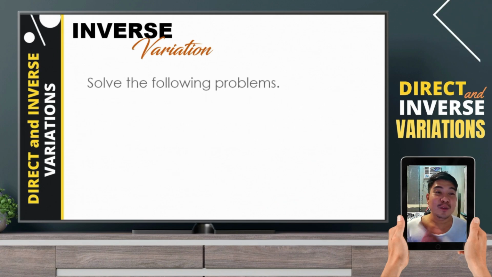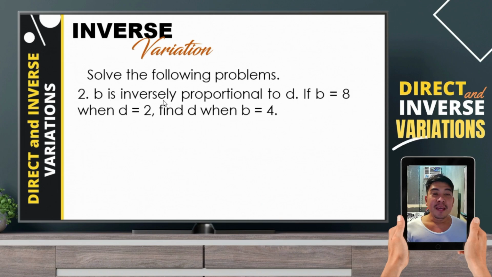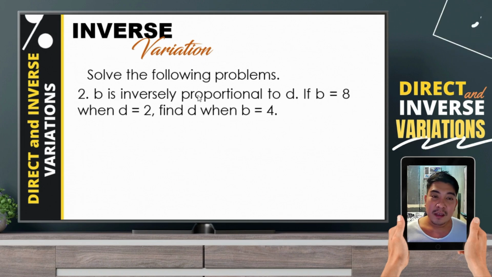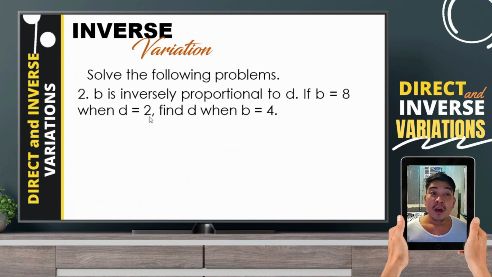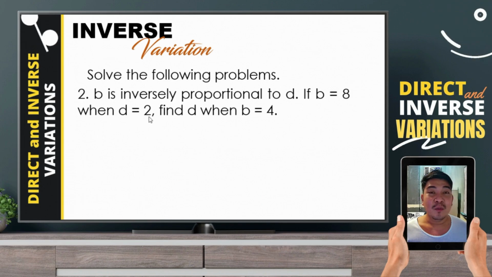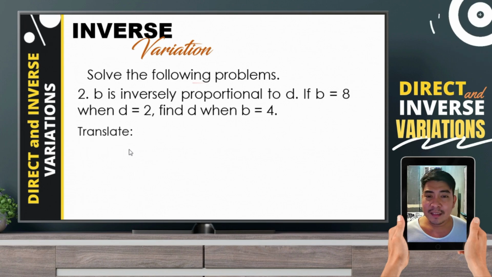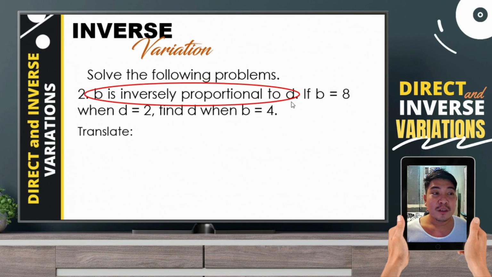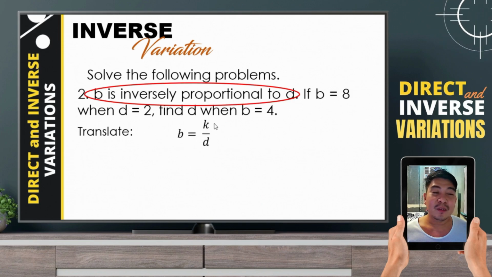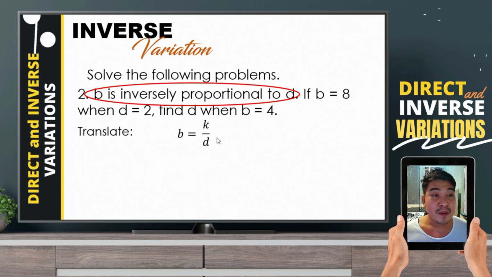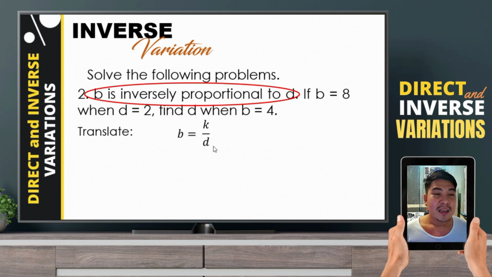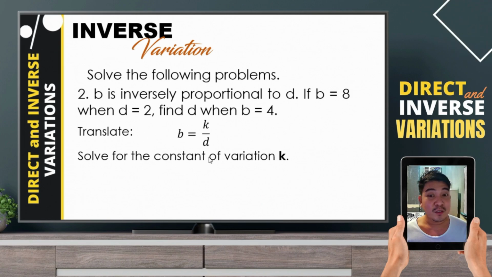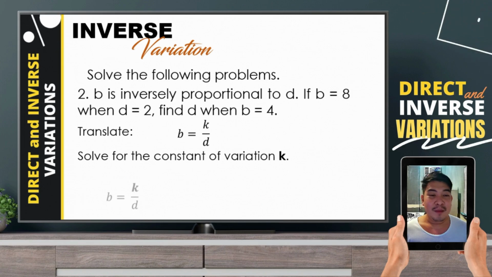So next, let us go to the second example. b is inversely proportional to d. If b is equal to 8, when d is equal to 2, find d when b is equal to 4. So translate. Translate the variation statement b is inversely proportional to d. So that will be b is equal to k over d. Division because inverse variation. So next, we need to solve for the constant of variation. You can use the shortcut, but let us use first the long method.